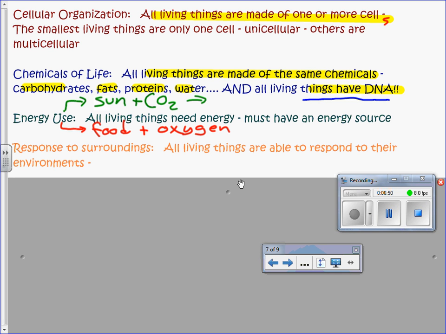Right. So as the roots are growing, if there's water in one direction, the roots will grow towards the water. Absolutely. Yes, and then you have plants that actually respond to touch. Some plants, the leaves will close, like a Venus flytrap. There's another one that just has big leaves, and when you touch it, the leaves fold up.